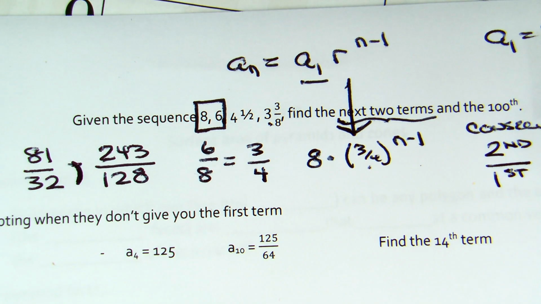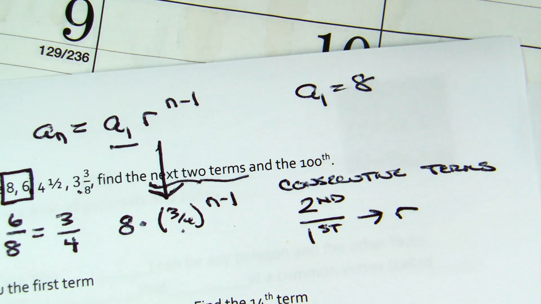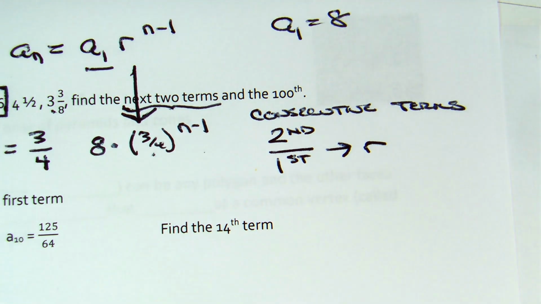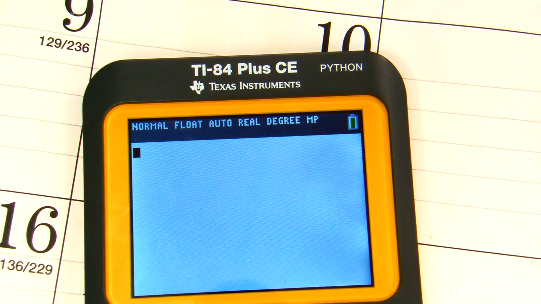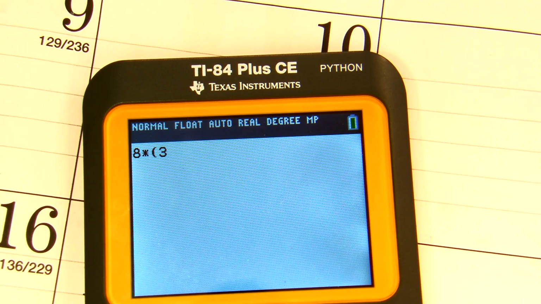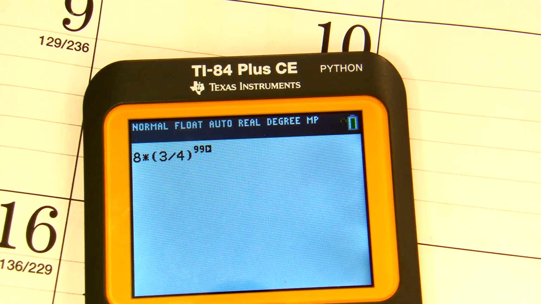Then the last part of the problem asks to get to what? To 100. So I go to my calculator, and now I'm going to use the formula. So I go back to my formula that I configured, the 8 times 3/4 to the n minus 1. Well, if I want to get the 100th term, what do I replace n with? 100. So I'm going to do 100 minus 1, which is what? 99. So I go to my calculator, and I do 8 times 3/4 to the 99.